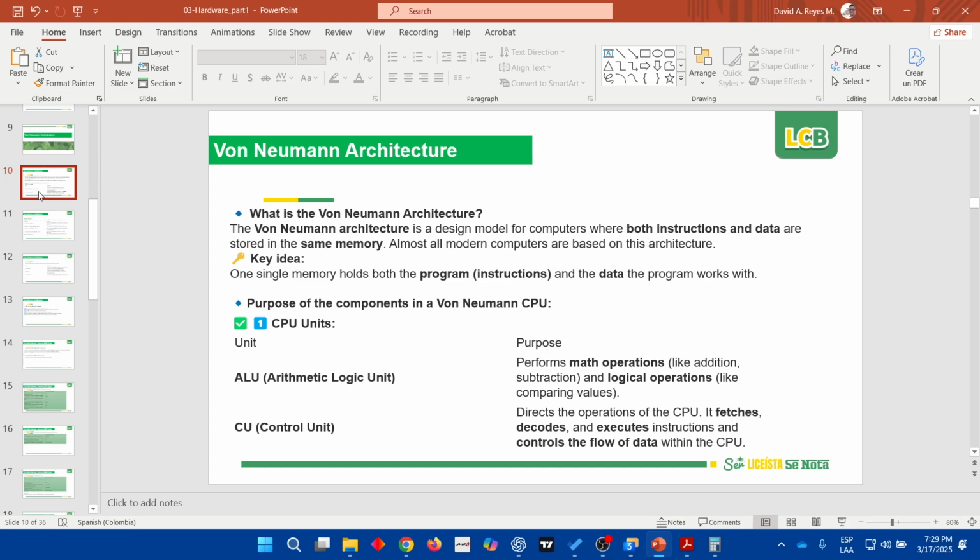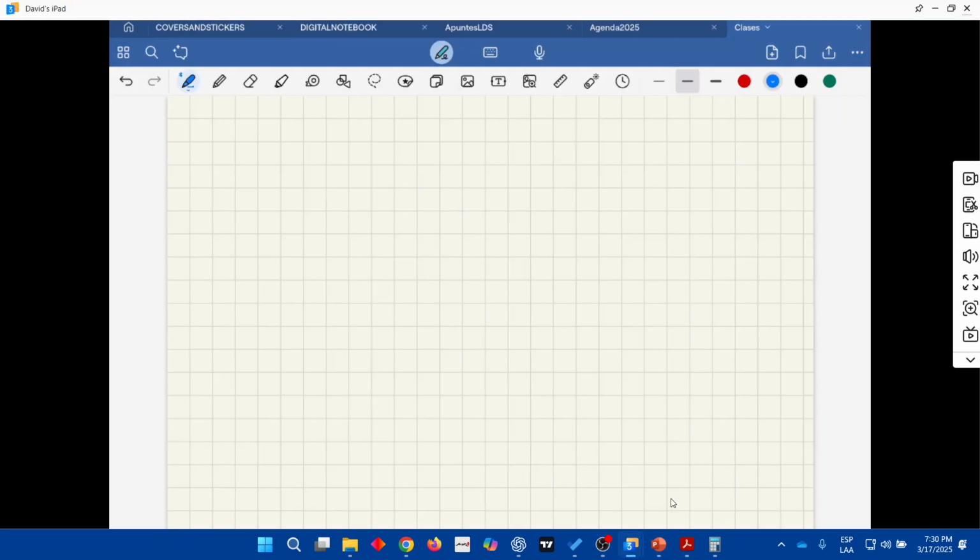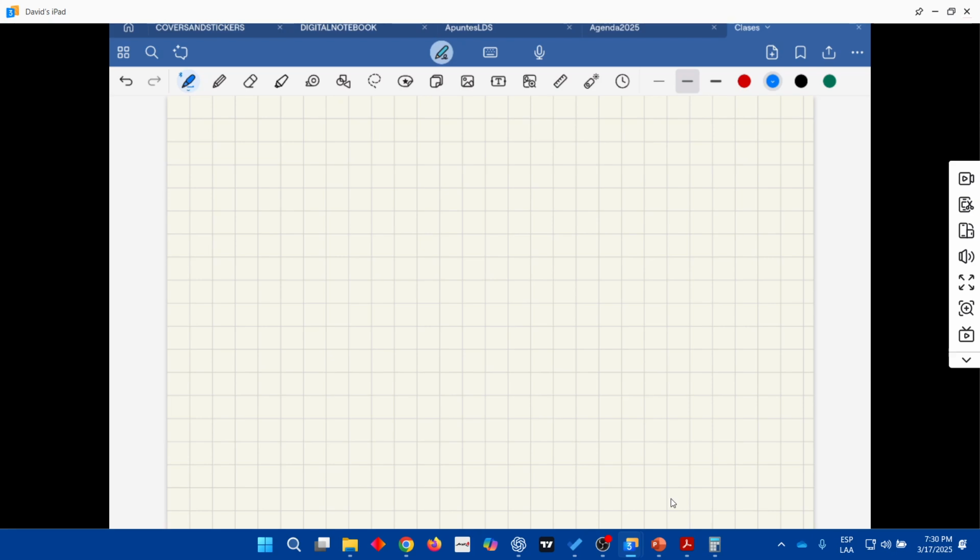for the instructions and the data inside a computer. It describes the way that the instructions and the data are stored in the memory. Almost all modern computers are based on this architecture. The key idea: one single memory holds both the program instructions and the data that the programs work with. So I'm going to give you an example.